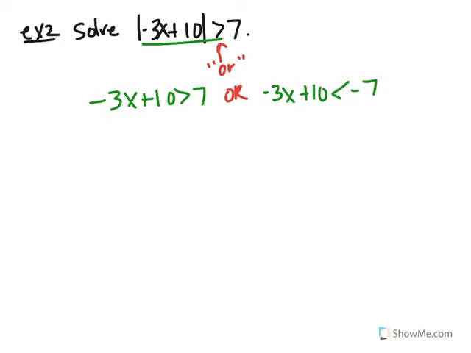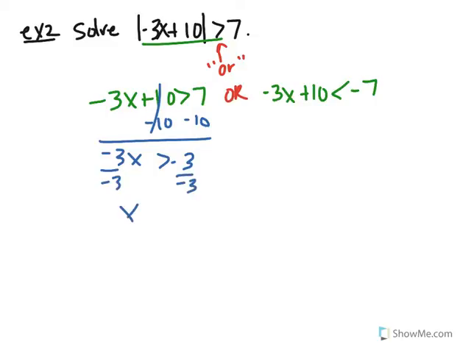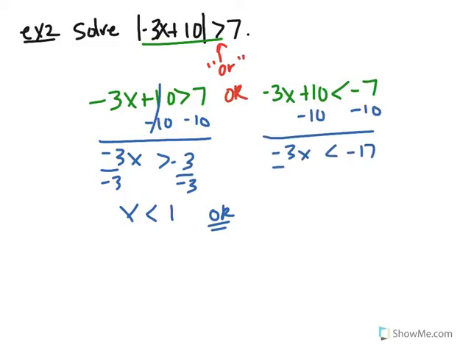And then now I'm going to solve each. So I am going to subtract 10, and when I do that, I get negative 3x is greater than negative 3. When I divide by a negative, I'm not going to forget to change the sign. So I'm going to get x is now less than positive 1. Or, now I'm going to get my second solution. I'm going to subtract 10 and I'm going to get negative 17 over on this side. And then I'm going to divide by negative 3. And again, don't forget to switch the sign so you get 17 thirds, which is approximately like 5.7.